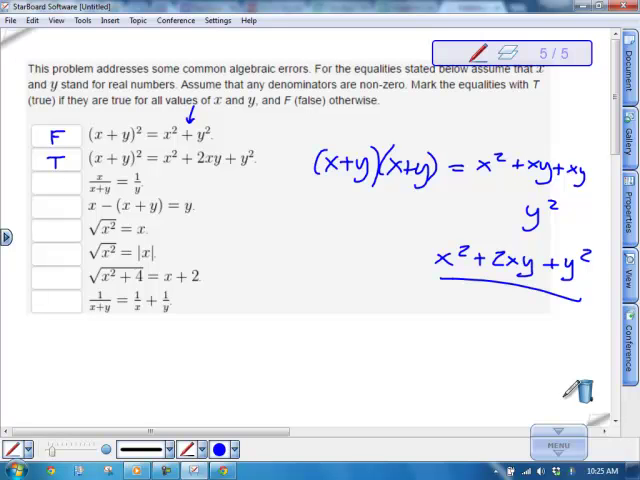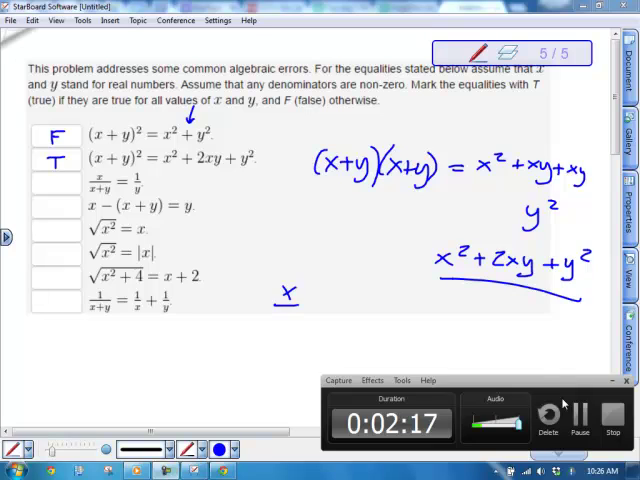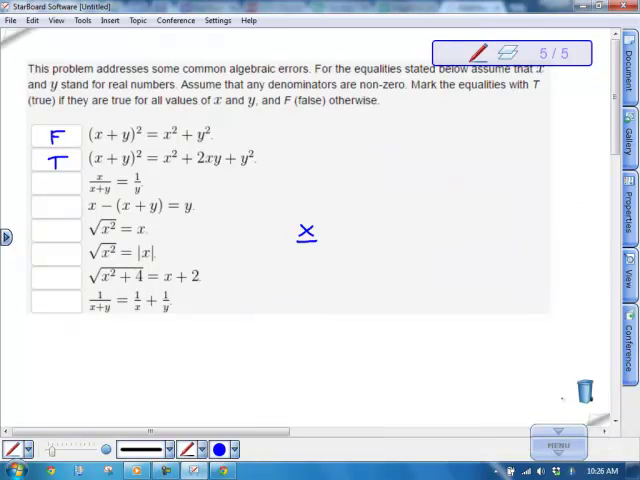Okay. For the next one, now this is a tough one. We have x over x plus y. Let me clean this up a little bit. All right, so we have x over x plus y equals 1 over y. All right, so somehow I want to try to get this denominator to look like this denominator. Right? I want to find out if this is equal. So what I'm going to do is I'm going to multiply the top and the bottom of these fractions by something to get a common denominator on both sides of the equation.